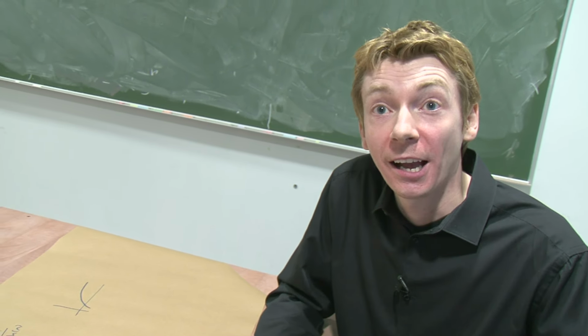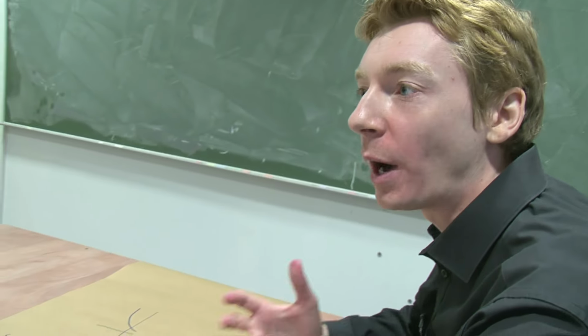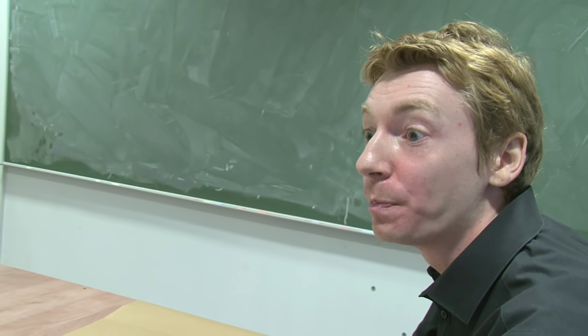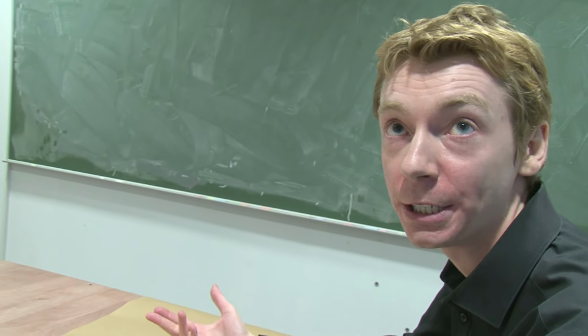So a billion has 9 zeros, so this is 5.5 billion. We're going to take the log of that, the natural log. What have we got? 22.4. So what do you now know? I know that the proportion of primes less than 5.5 billion is 1 over 22.